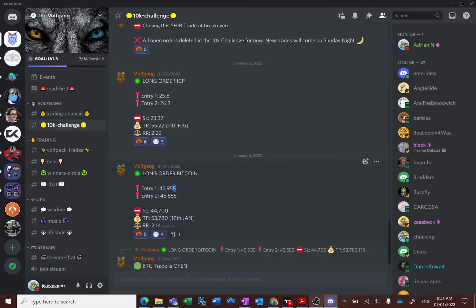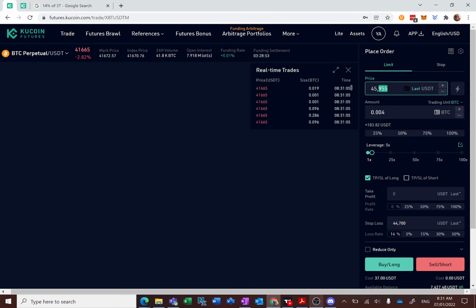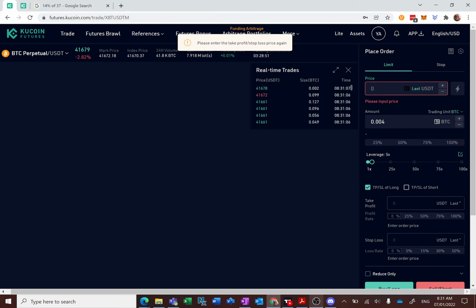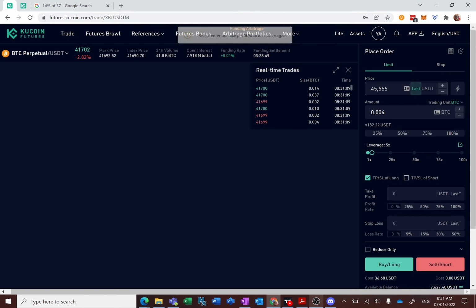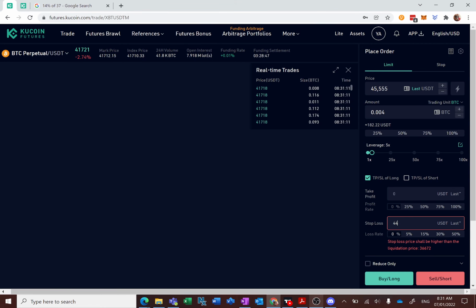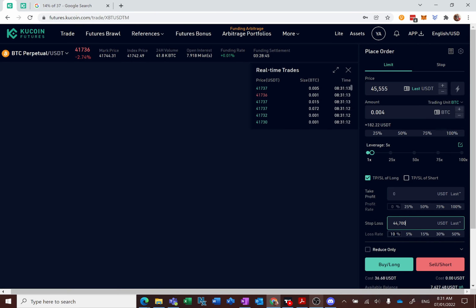Let's look at the second entry. The second entry is 45,555. Stop loss was 44,700. 10% now. So now, because the entry is closer to the stop loss, the amount that you're going to lose in this particular play is going to decrease.